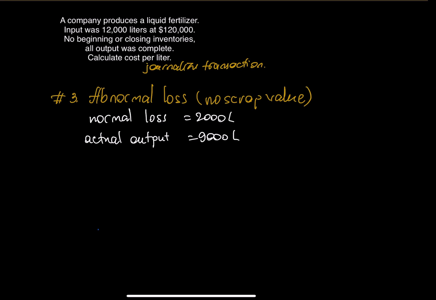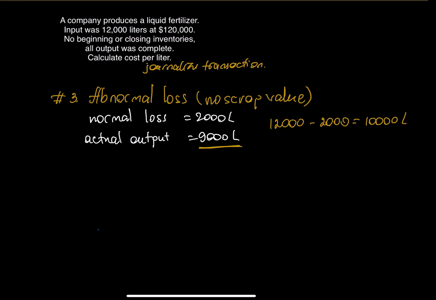In the third case of the same example, we have abnormal loss with no scrap value. Again, we have the same normal loss estimation of 2,000 liters, but the actual output turned out to be 9,000 liters. Our estimations were that we will have an input of 12,000. We have estimated normal loss of 2,000, so the expected output was supposed to be 10,000 liters. It didn't turn out this way. We have only 9,000 liters.